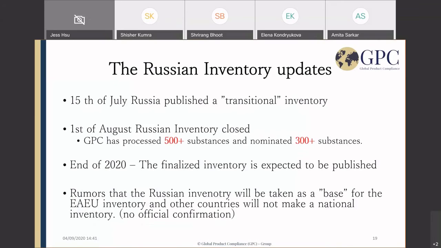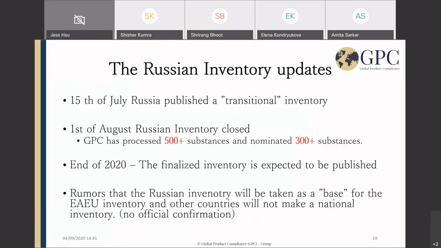So we're happy to announce that GPC has processed more than 500 substances and nominated 300 substances to this Russian inventory. And at the end of this year, the finalized inventory is expected to be published. What you can see right now is the transitional inventory for all the substances that have been nominated until 15th of June. But at the end of this year, there will be a finalized inventory with all the substances that have been nominated during the inventory procedure.